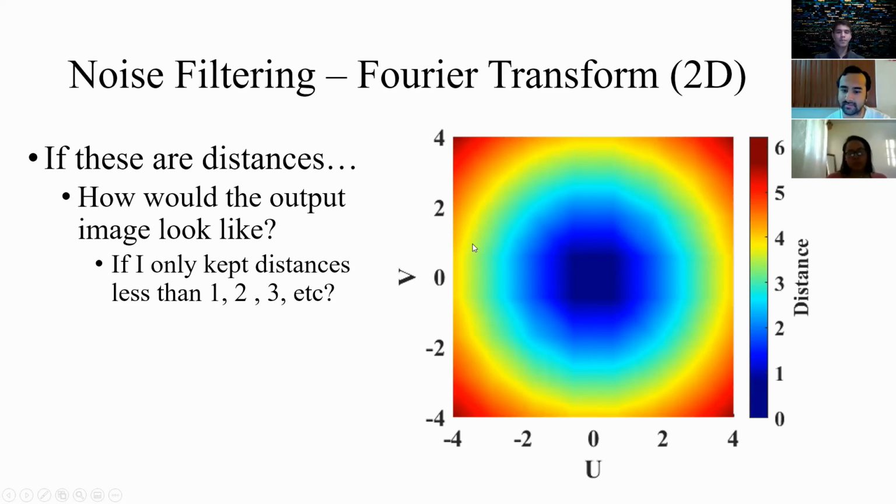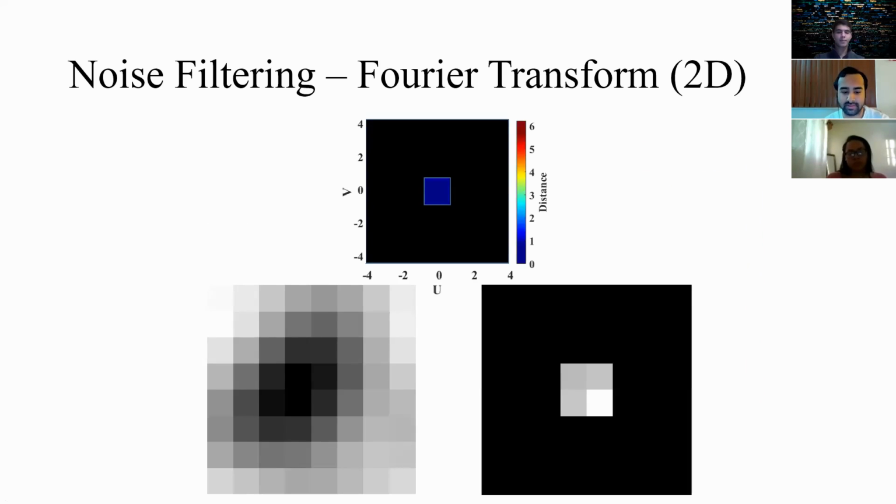Let's investigate. So if we only kept the information right at the center, well, we see something. It's not exactly the letter A, but it's something. And this would be the representative information in the image space, and this would be the Fourier transform of it.